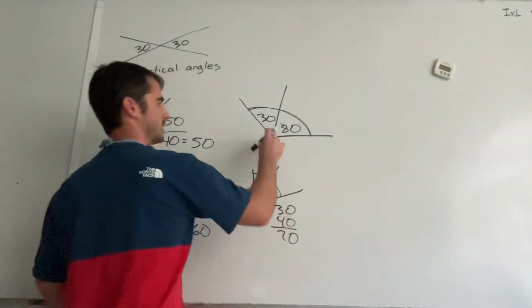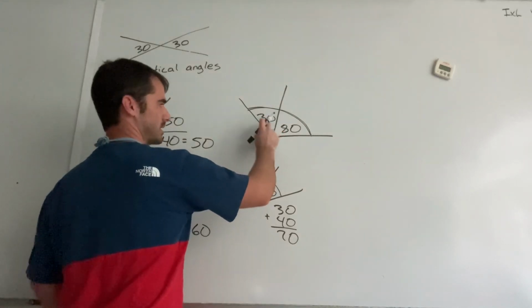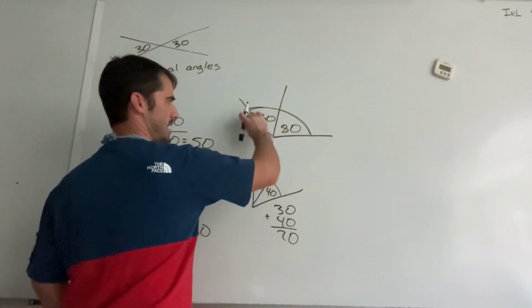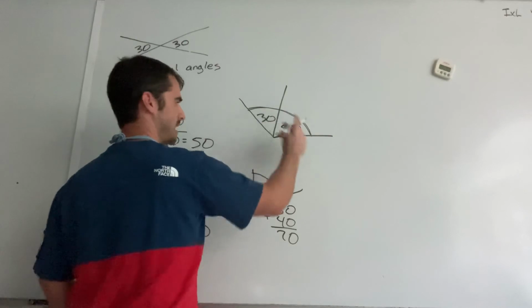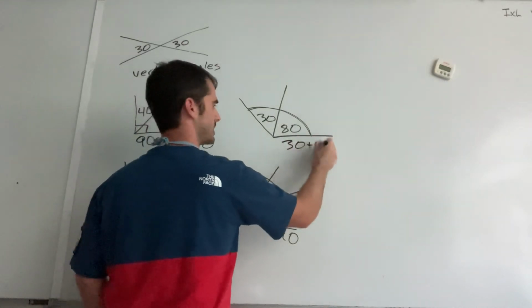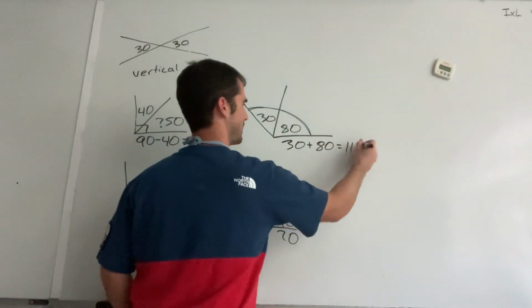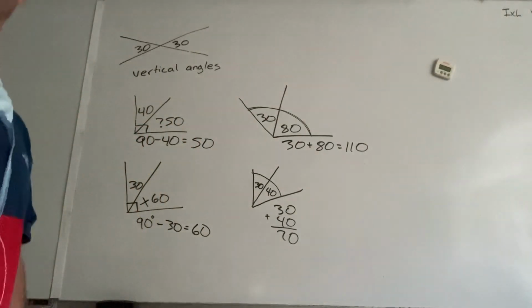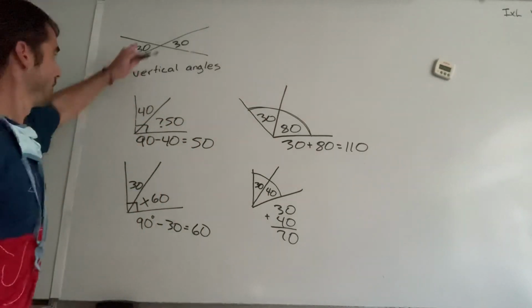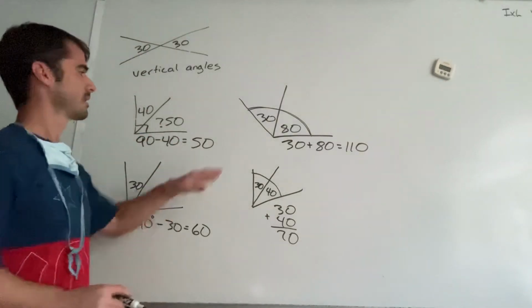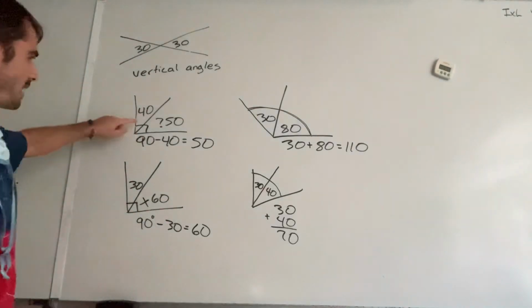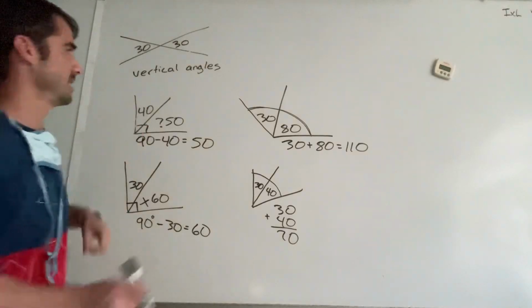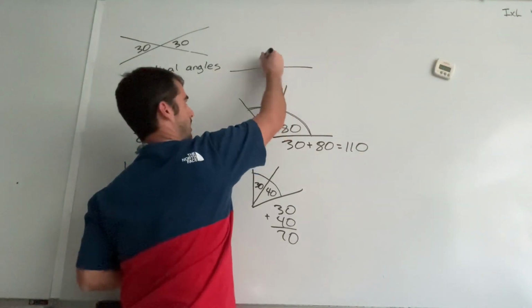Okay. So we're back. We notice this side is 30, this side is 80. Together they make something bigger, so we need to add them together. 30 plus 80 equals 110. So that's vertical angles, kind of combining angles, but we also have right angles here that are worth 90 and straight angles that are worth 180.